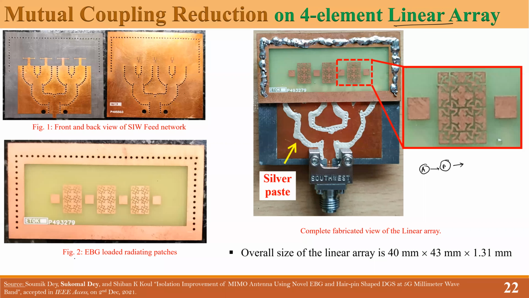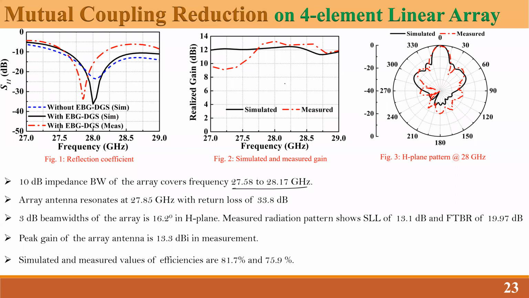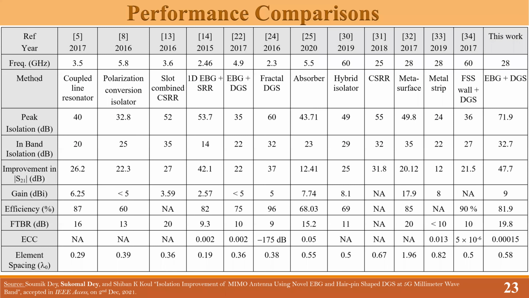Finally, we have put it in a performance comparison, where you can see the performance compared with all the reported work. Some of the methods I have already suggested: the coupled line resonator, then we discussed CSRR, then DGS, then a hybrid isolator in the form of a neutralization line. There are also absorbers by which you can improve the mutual coupling.